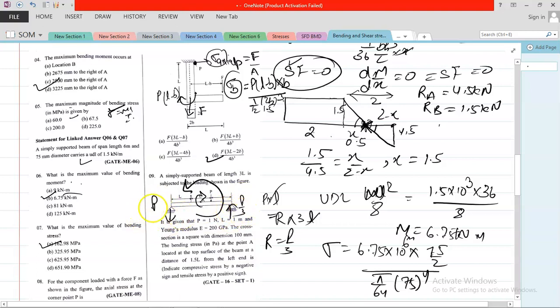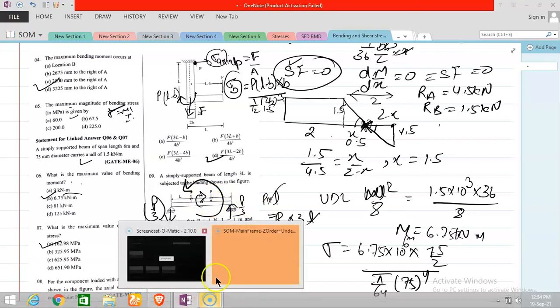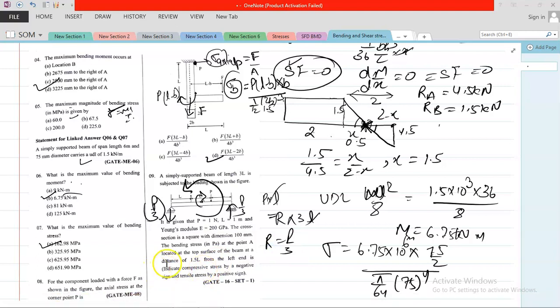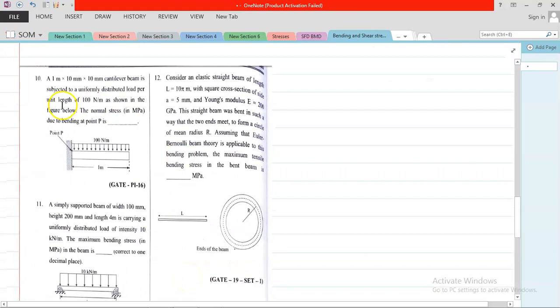Now draw the bending moment diagram using the same concept, and then you can obtain what is the bending moment at point A. As I used to get, I think it is 0 at this point. Okay, now the next question, same question here.